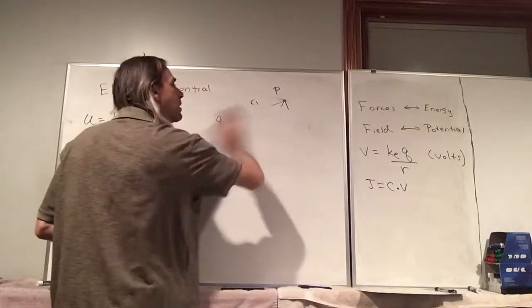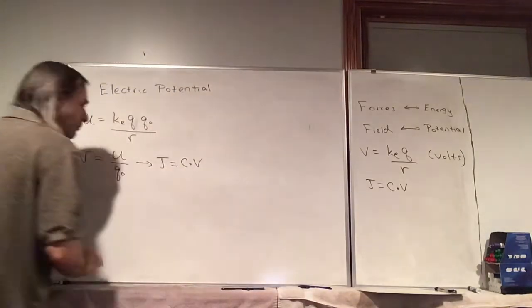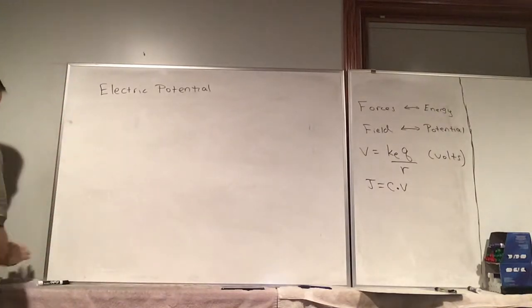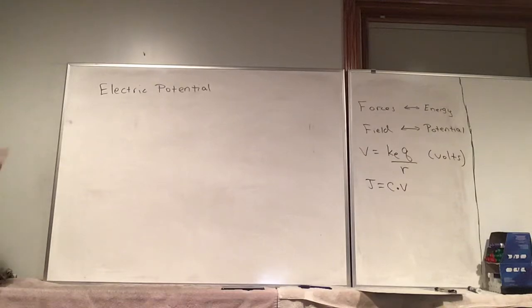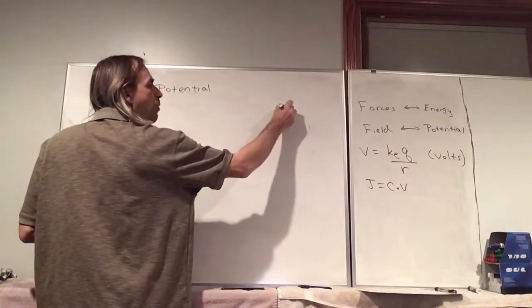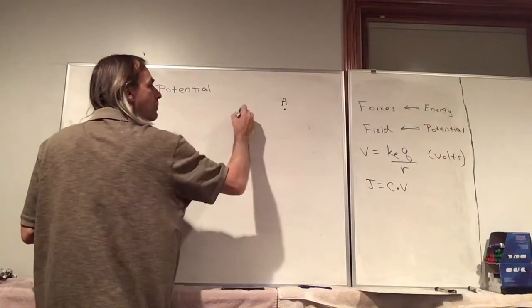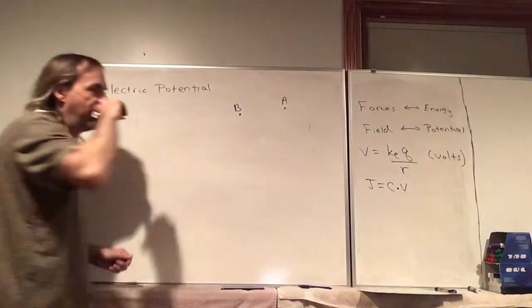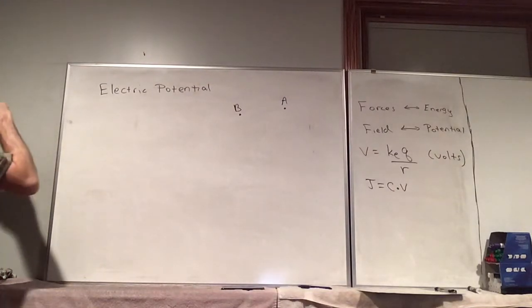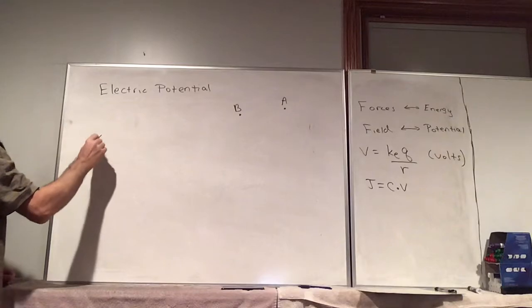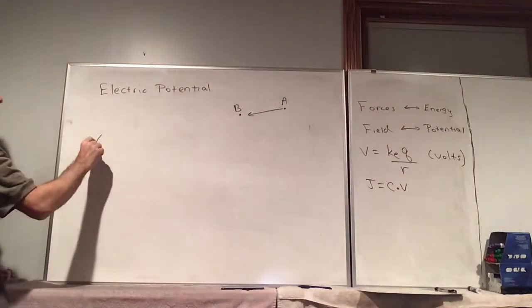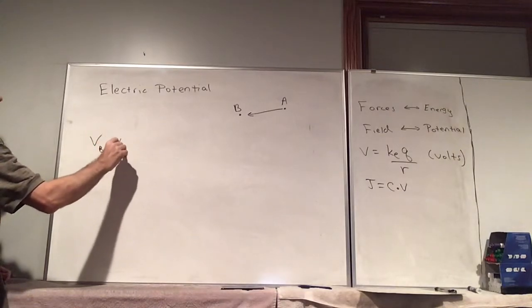Let's get rid of this picture. Let's get rid of everything here. Let's say we have 2 points, A and B, and we want to talk about the difference in potential between these 2 points. Let's say we go from A to B. So VB minus VA.